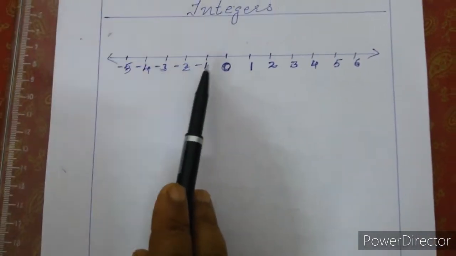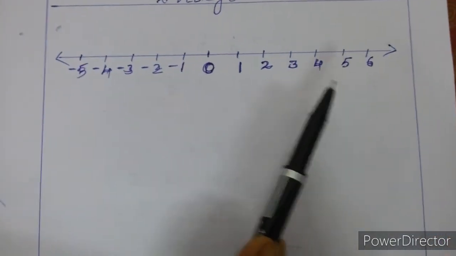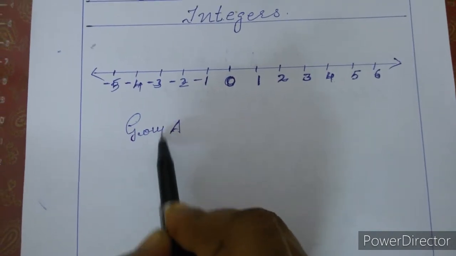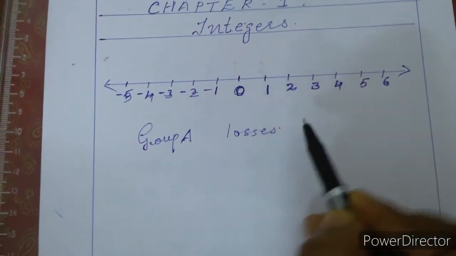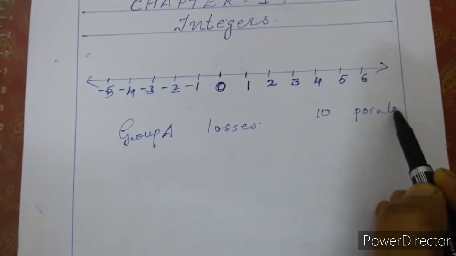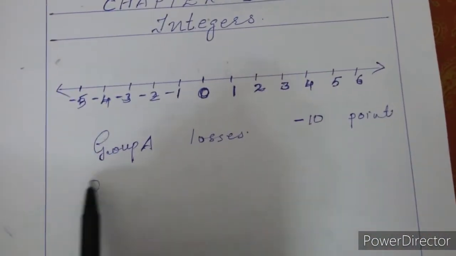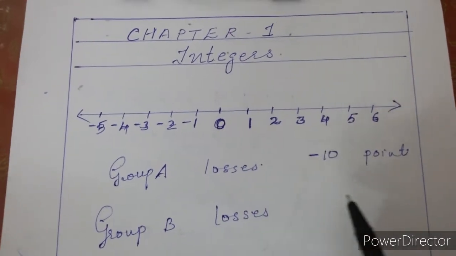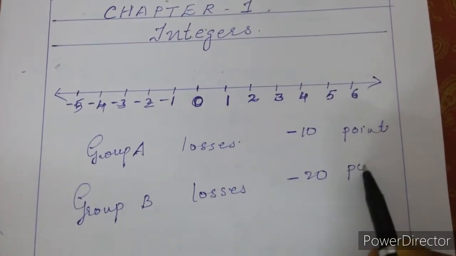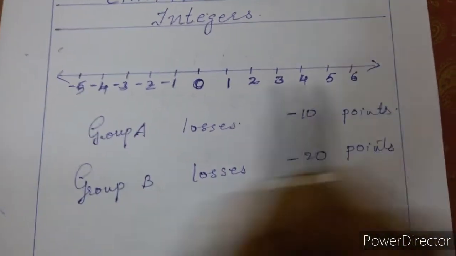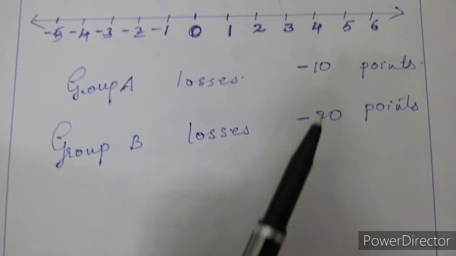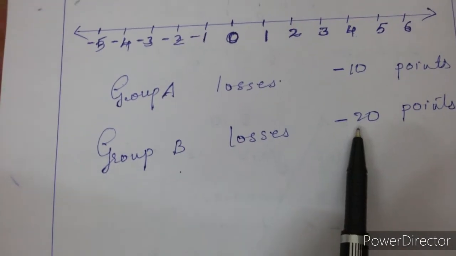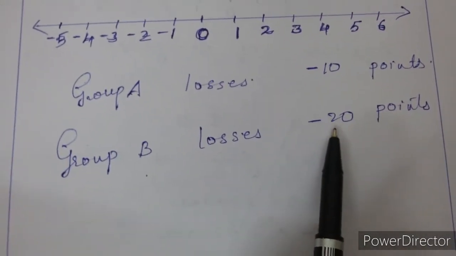Or if we are going to appear in any quiz competition, group A loses 10 points. It means -10. Lose means -10. Then group B loses 20 points. That is, their score is -20. -20 points and here -10 points. So definitely we know who has the greater loss, group A or group B. Definitely group B, because they lost 20 points, so they have more loss.